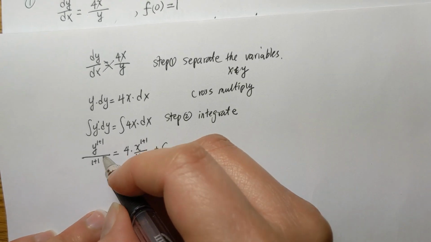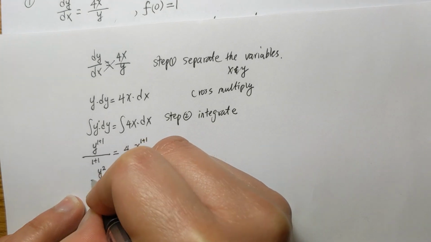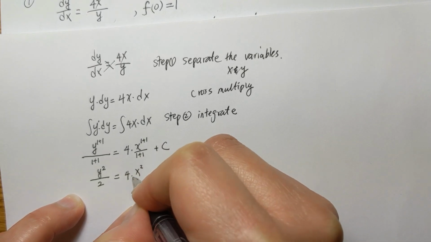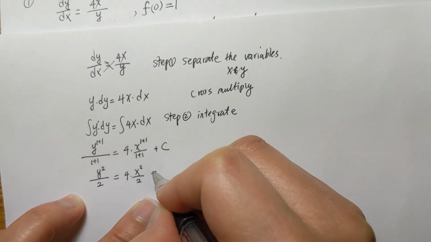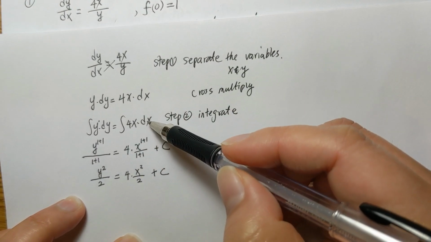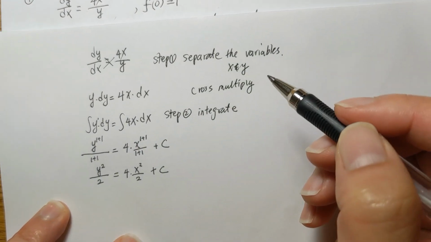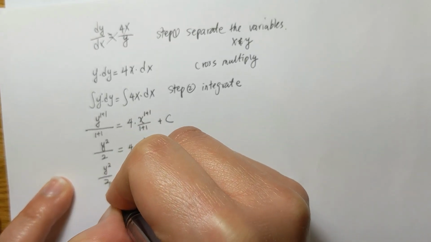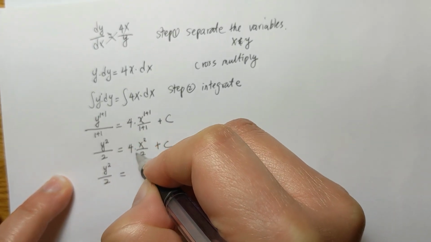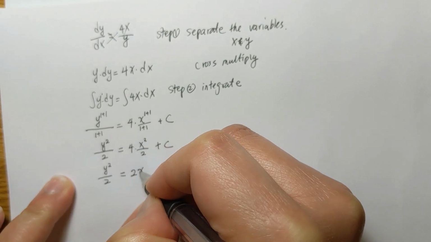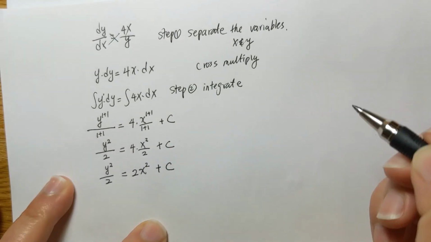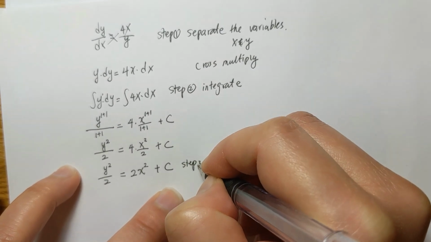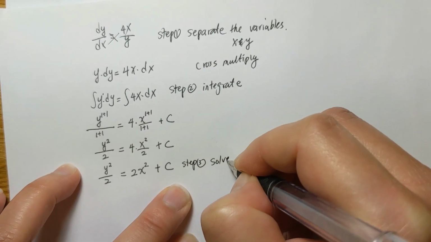Now we are going to rewrite it. Of course, you can do this in one step, then you don't have to do this step. You can jump from here to here. Now we're going to simplify a little bit. So we get y squared over 2 equals 4 divided by 2, you get 2, 2x squared plus c. And then next, step 3, solve for y.